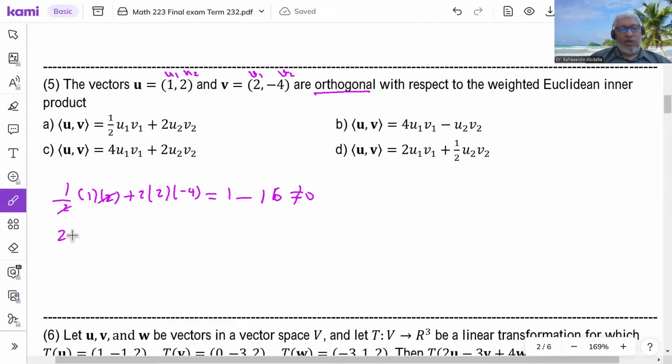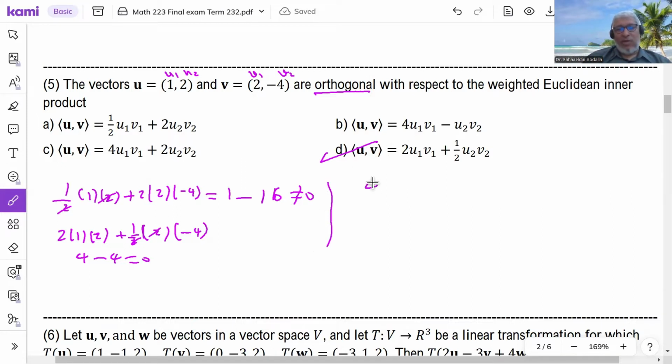2 times U1 times 1 times V1 plus half times U2, which is 2, V2, which is -4. This is 4. This is -4. It's 0. So the answer is D. Please try B and C. Let us try B and C to make sure that our answer is correct.